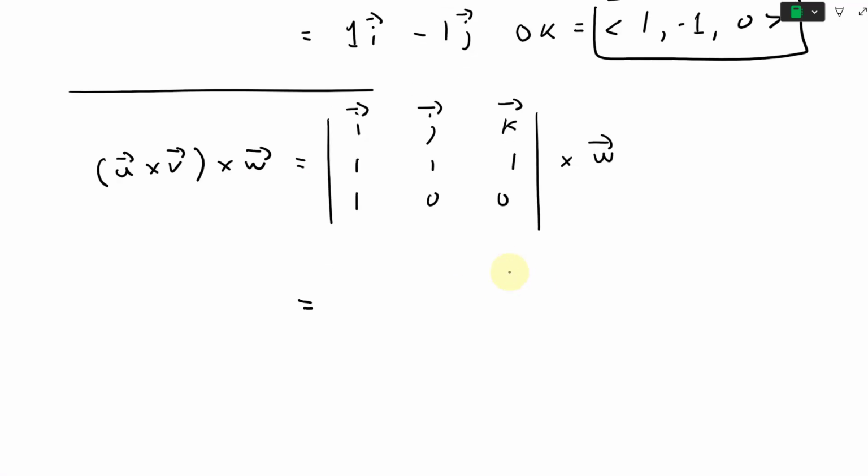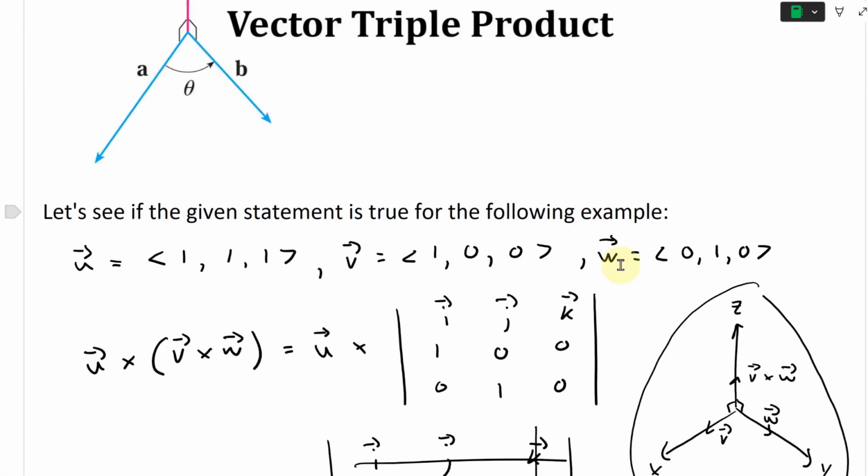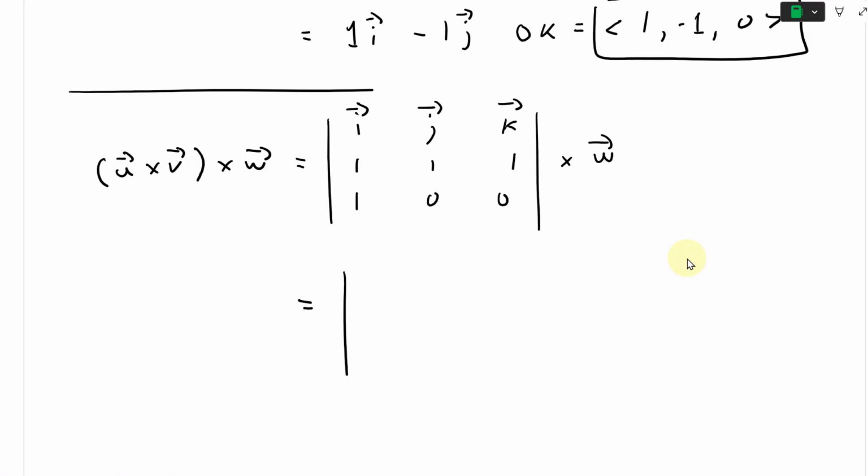Now the next step is to put this all in its own determinant form, and then I do the solution there. This one's going to be on the top row. This one's the second row. And w is just, again, 0, 1, 0. So we get 0, 1, 0. Put the i, j, k, like that.